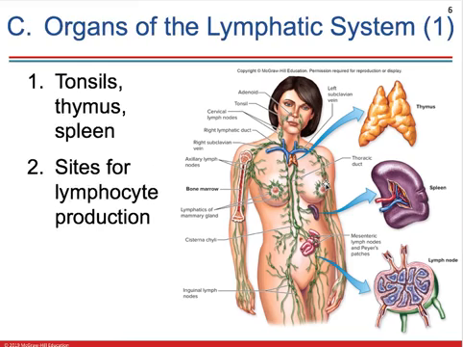Other tissues that make up the lymphatic system include the tonsils, the thymus, the spleen. These are sites for lymphocyte production, again, a subset of white blood cells. So I mentioned all the blood cells, including lymphocytes and other white blood cells, are born in the bone marrow, but some of them, including lymphocytes, then mature in other tissues once they're released into the bloodstream.